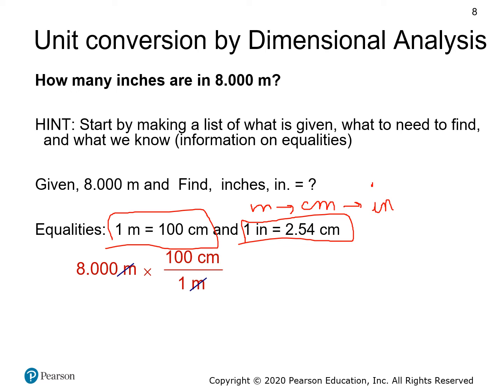So meters and meters are cancelled. I have centimeters, and my next conversion factor will have inches on top because I want my answer in inches, divided by 2.54 centimeters. Centimeters get cancelled, and I have my answer. So check the answer, write the unit after your number, and then also the significant figures. So 1, 2, 3, 4, 4 sig figs. So that is checked, it's correct.